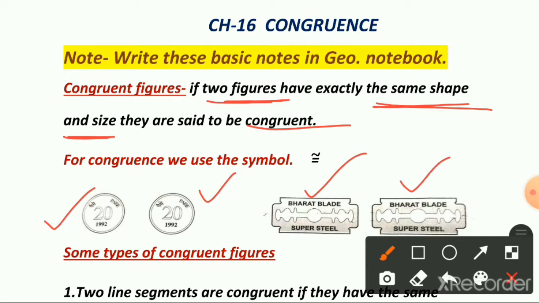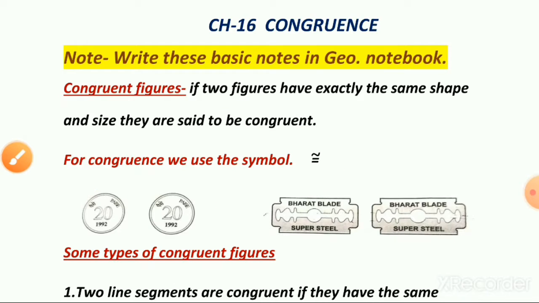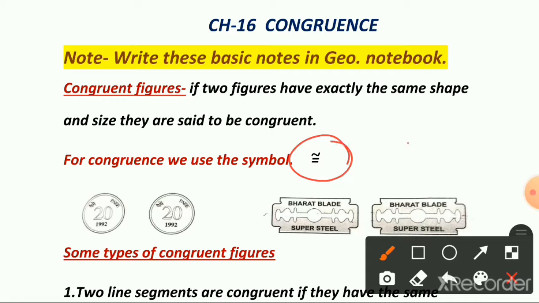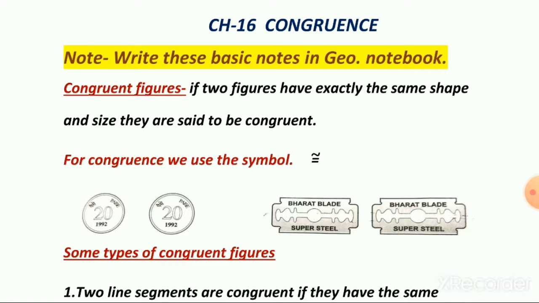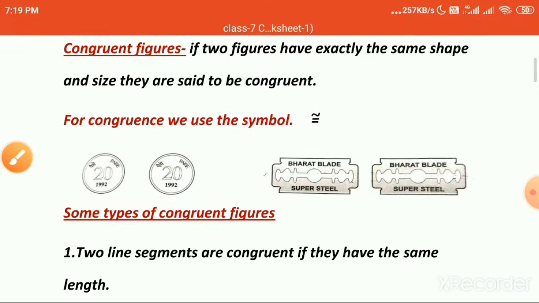Like here are two blades, and if we put these same size blades over each other, they will completely cover. So this is what congruent means. When two figures only have a similar shape, they are said to be similar, but if their size is also the same, then they are said to be congruent. And we use this symbol for congruency: two straight lines, an equality sign, and one like this. This is the symbol that shows congruency. Like for equality we use the equal sign, for greater than we use this, for less than this, in the same way the congruency symbol is this one.